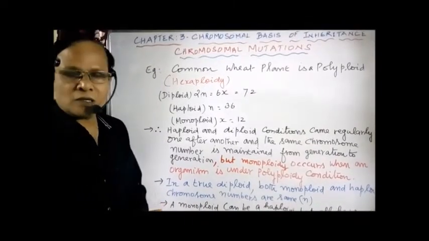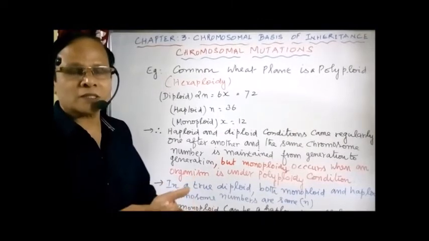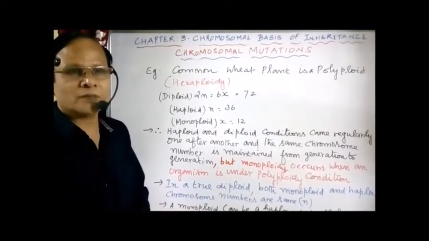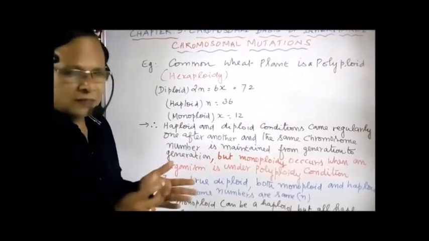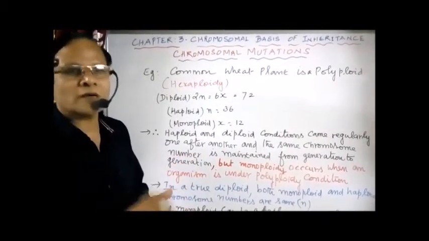Now, normally in a plant or an animal, the haploid and diploid conditions come regularly, one after another.